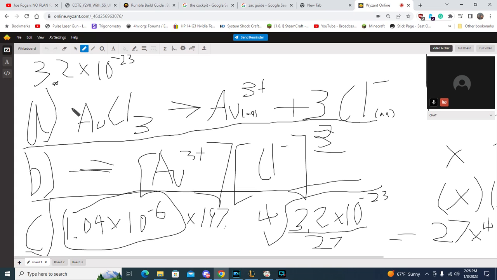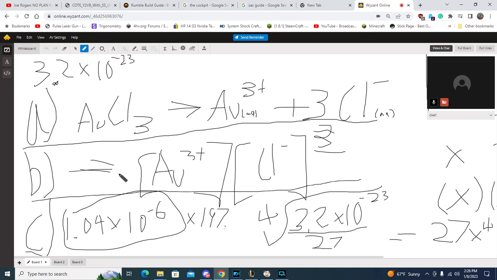The first part of the question asks us to write out the chemical formula for gold chloride dissociating in water. That's what we have here. Gold has a +3 charge because we know that each Cl has a -1 charge. So it gives us AuCl3 dissociating into Au3+ and 3 Cl-. That answers part 1 of question 1.